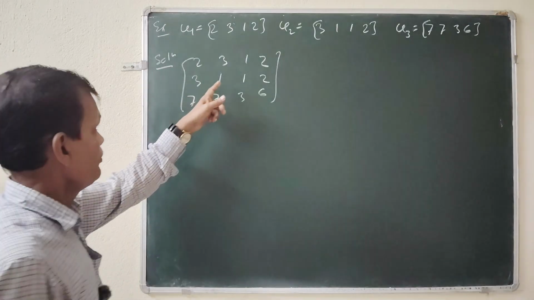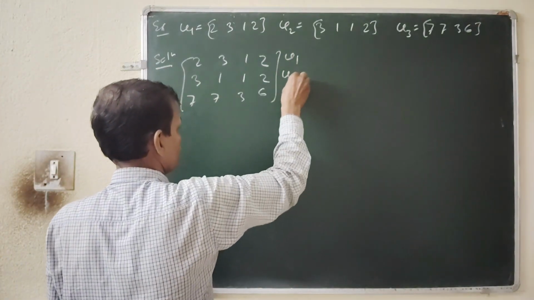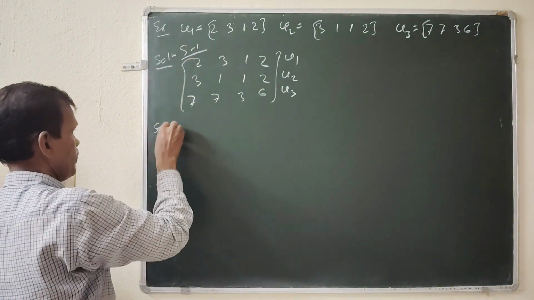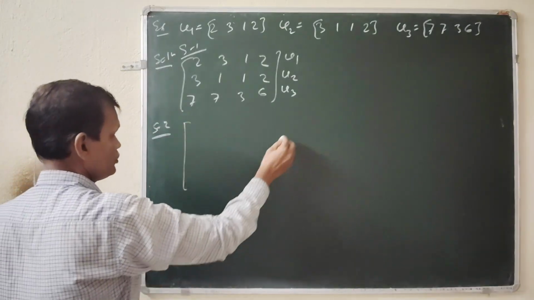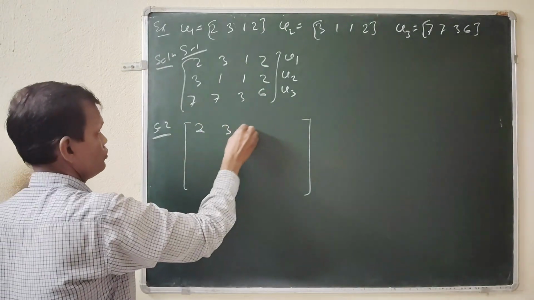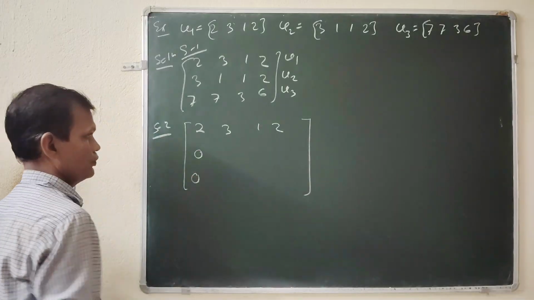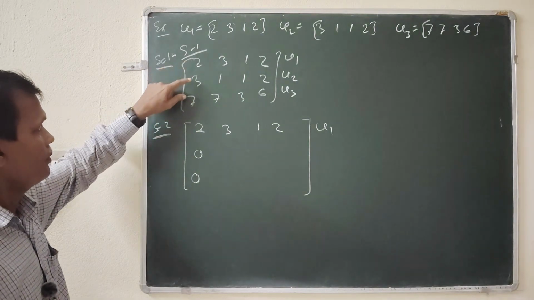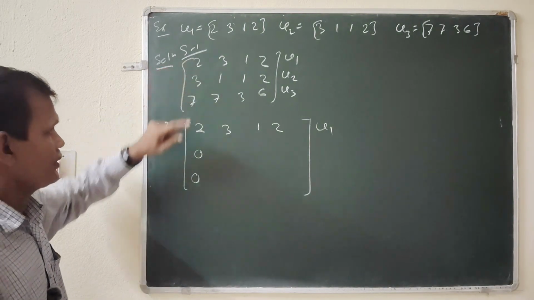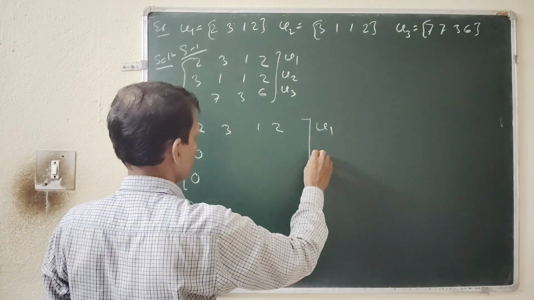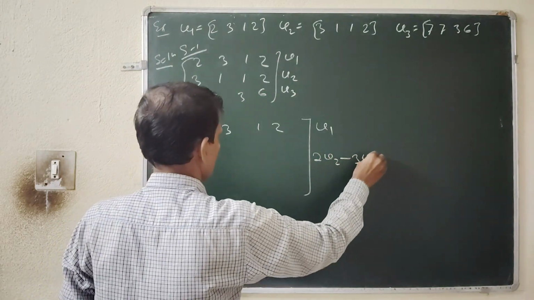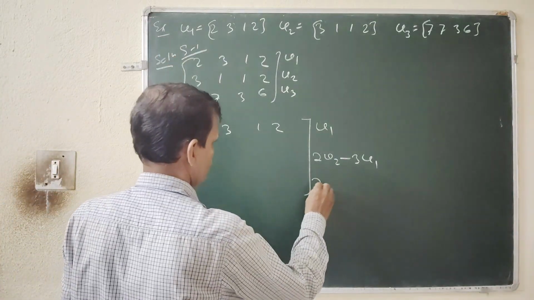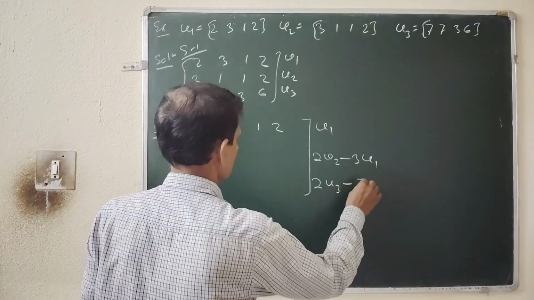Then write the name of each vector on the right-hand side: this is v1, this is v2, this is v3. So this is our step 1. Then step 2: use row operations like Gauss elimination. Take 2 3 1 2, which is v1, and make the 3 and the 7 below the 2 into 0. How will we make this 0? We multiply by 2 and by 3, then subtract. That is, for v2 we have 2v2 minus 3v1, and for v3 we multiply by 2 and 7, then subtract: 2v3 minus 7v1.